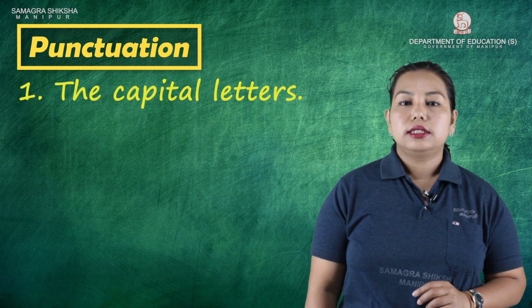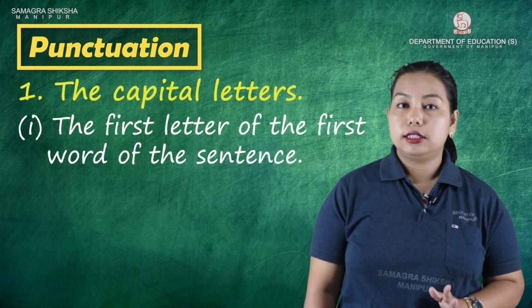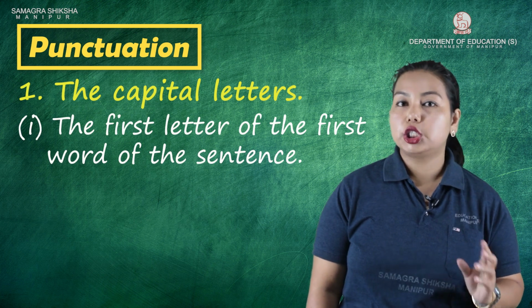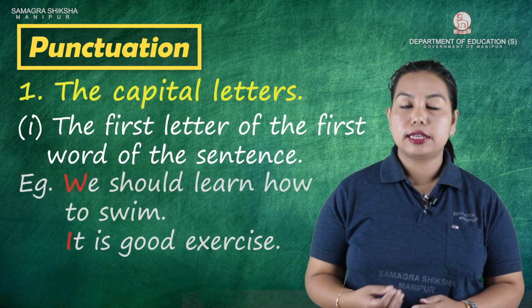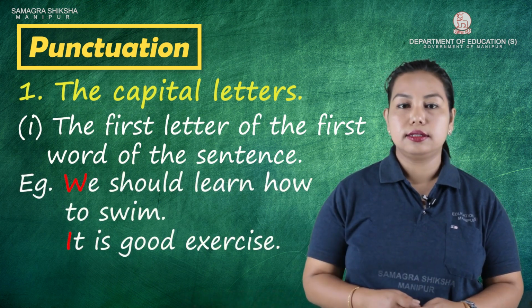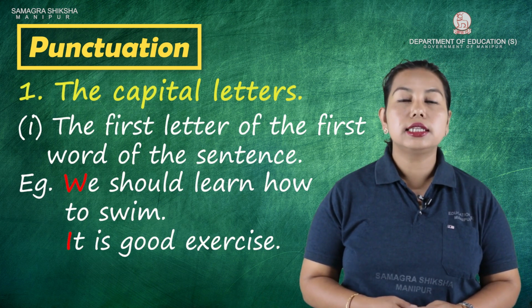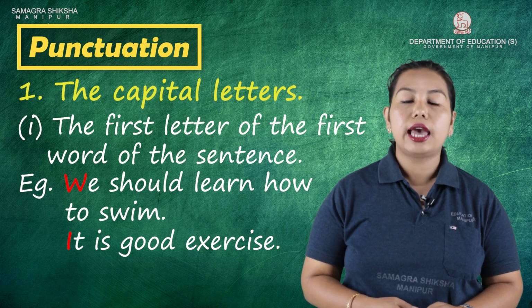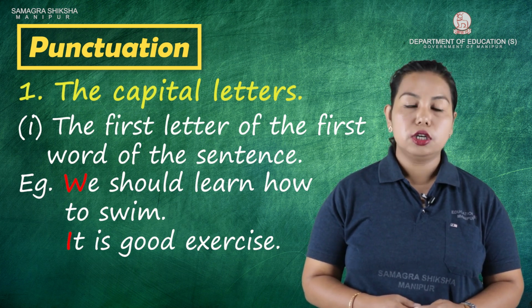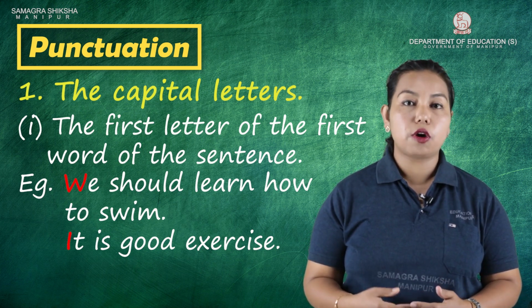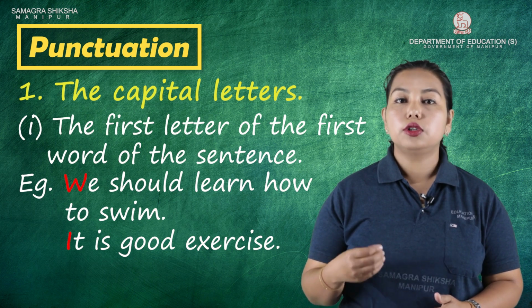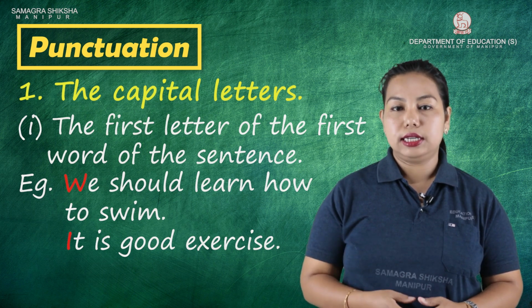Capital letters are used for the first letter of the first word of each and every sentence. For example, let us take these two sentences. We should learn how to swim. It is a good exercise. In these two sentences, we and it are the beginning words. Since they are the beginning words of these two sentences, they should begin with capital letters.